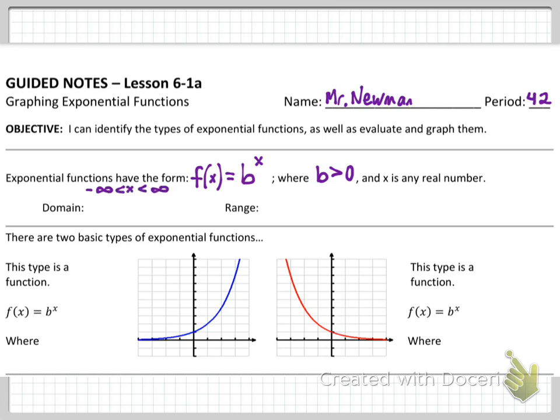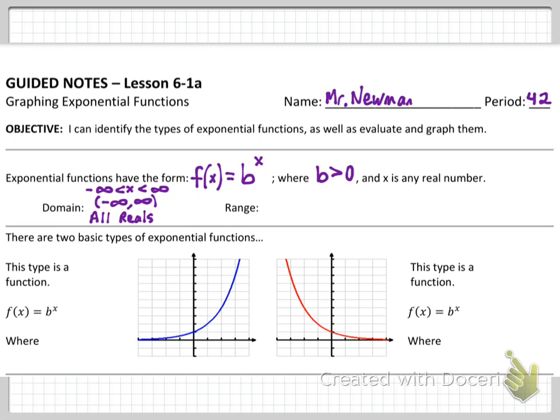Remember, there are three ways to write that. You can say negative infinity is less than x, which is less than infinity, or in interval notation that looks like this: parentheses, negative infinity, comma, infinity. Or you could just write the words all reals. That's because we can plug in any number, positive or negative, into that function.